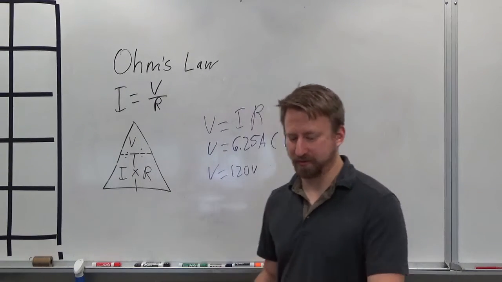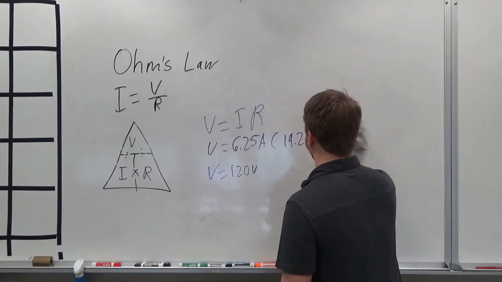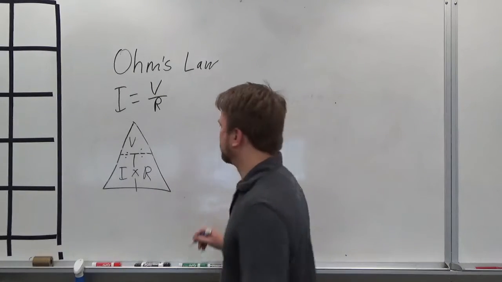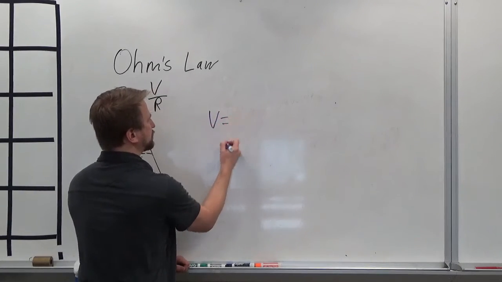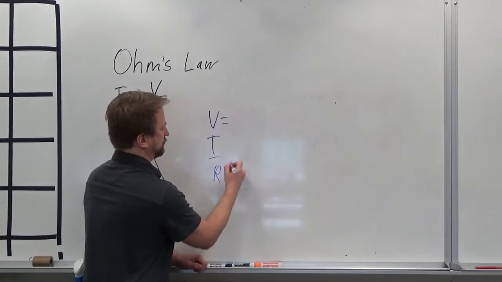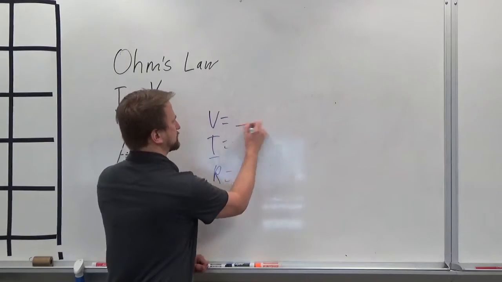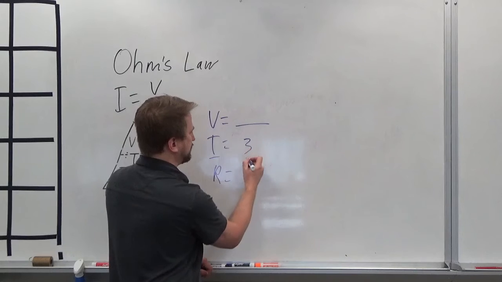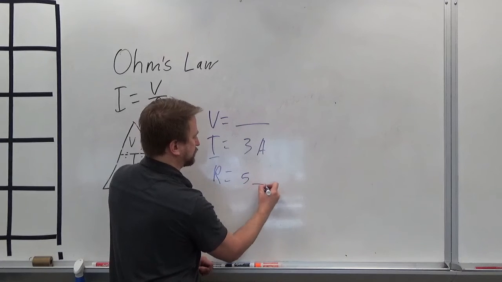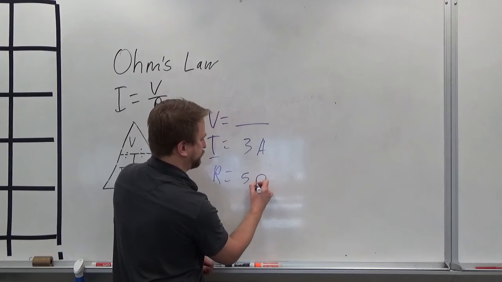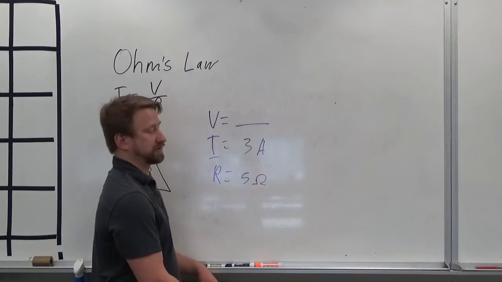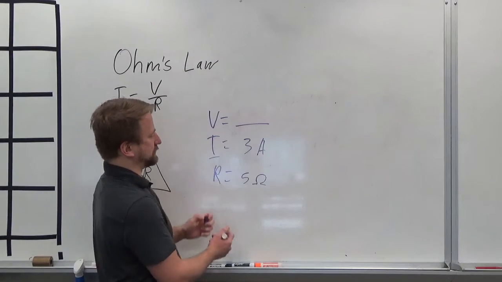Let's look at this other type of problem. So we also have problems that look like this. We have V, I, and R. Then it gives us a space there. This one says 3 amps, and this one is 5 ohms. All we're doing is finding the missing piece here, right?